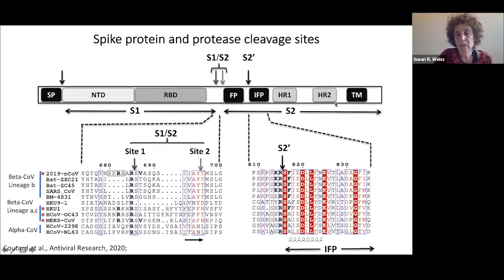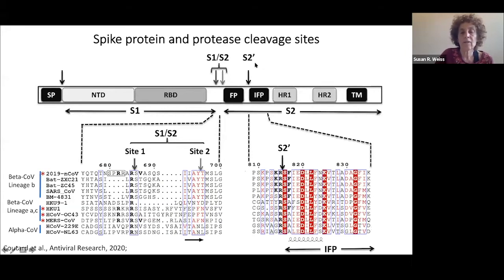Okay, so let me just talk a little bit about the spike protein. Here's a diagram of this coronavirus spike protein. They're all quite similar. I should say it's divided into two subunits, S1 and S2, amino terminal and carboxy terminal. S1 contains a receptor binding domain. For some viruses, it's at the extreme end of the protein, but for SARS, it's over here. There's a fusion peptide here that mediates cell-to-cell fusion.